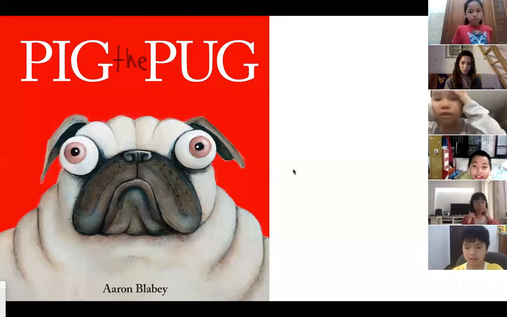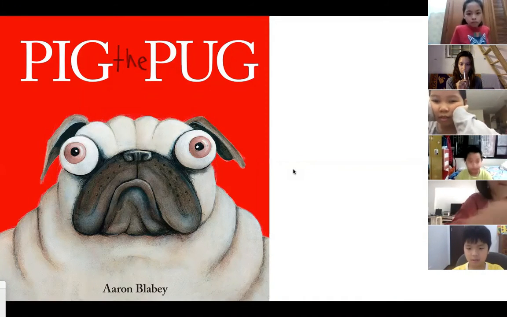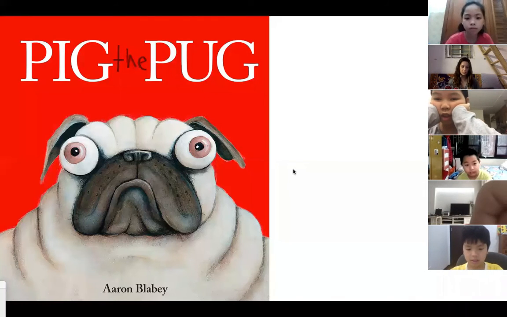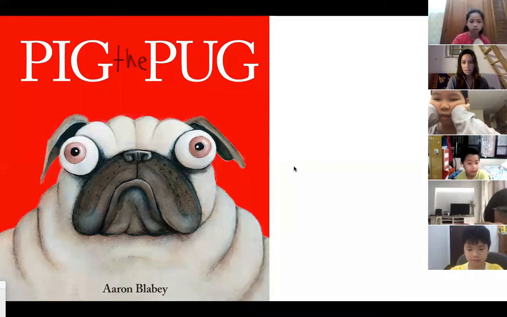Some pages I think the story is like a poem. Some words rhyme with each other. Yes, so I think they did that on purpose. They wanted the story to rhyme. Okay, so that also makes it enjoyable to read.